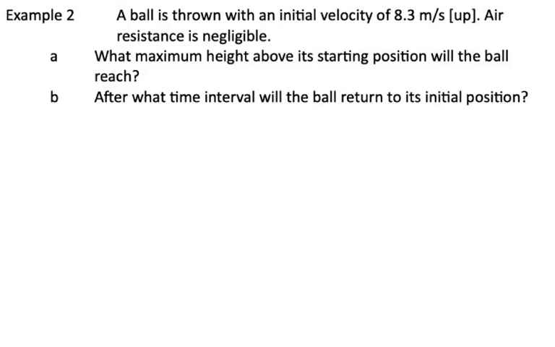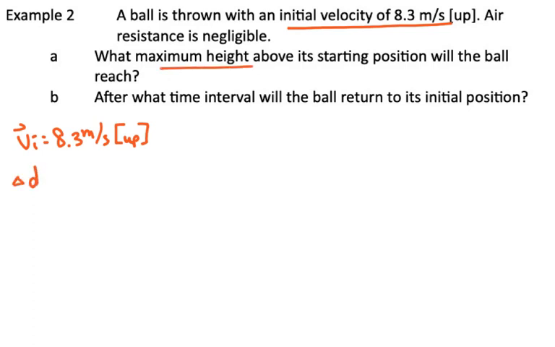Similar example to the seagull and shellfish, we have a ball which is thrown with an initial velocity of 8.3 meters per second up. So we're not just dropping the ball, we're tossing it up. So VI is 8.3 meters per second up. Question A is asking what maximum height above its starting position will the ball reach? So what displacement will the ball have?